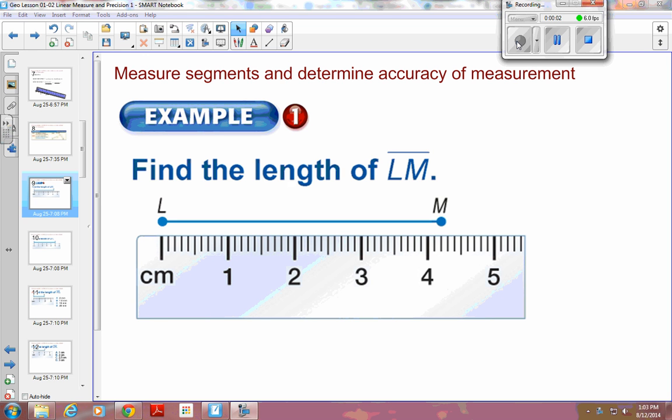Okay, geometry, this is chapter 1, section 2. This is the first example here. I'm going to go through a few of these first examples. First thing you need to do is find the length of LM.